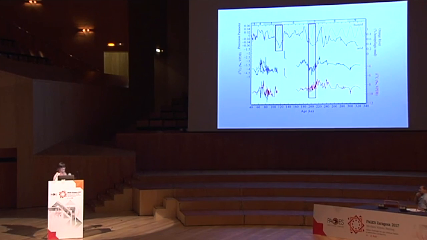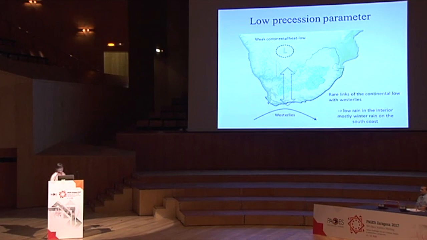So here's the idea that I have for what's happening here. When the precession parameter is low, we have a weak continental heat low, and therefore we get reduced connectivity with the westerlies during these periods. And that leads to reduced rainfall in the interior, as well as a more winter rainfall signal in the speleothems on the south coast.